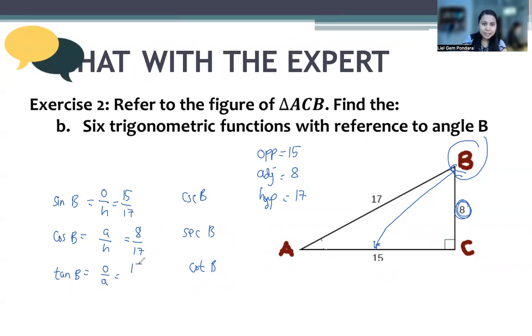TOA is 15 over 8. Very good. Then for cosecant, secant, and cotangent, these are inverses. So, 17 over 15, 17 over 8, and 8 over 15. You see, it's easy. Any questions?